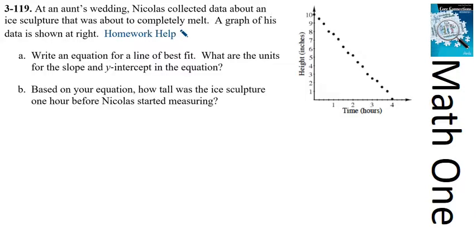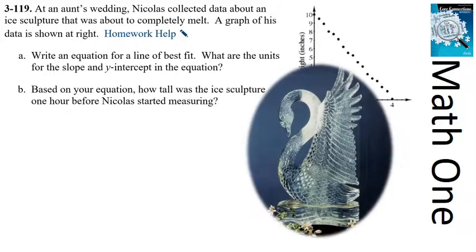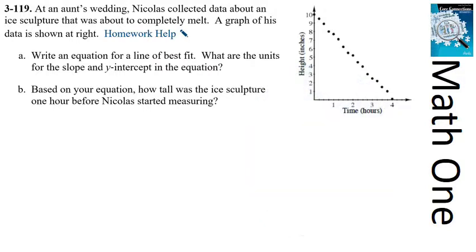At an aunt's wedding, Nicholas collected data about an ice sculpture that was about to completely melt. The thing's just vanishing. So in case you're wondering, this is like an ice sculpture of a lovely, I don't know, swan or something. I don't know how tall it was originally, but when Nicholas starts watching, it's at 10 inches by the time he sees it. And you can see what's happening.